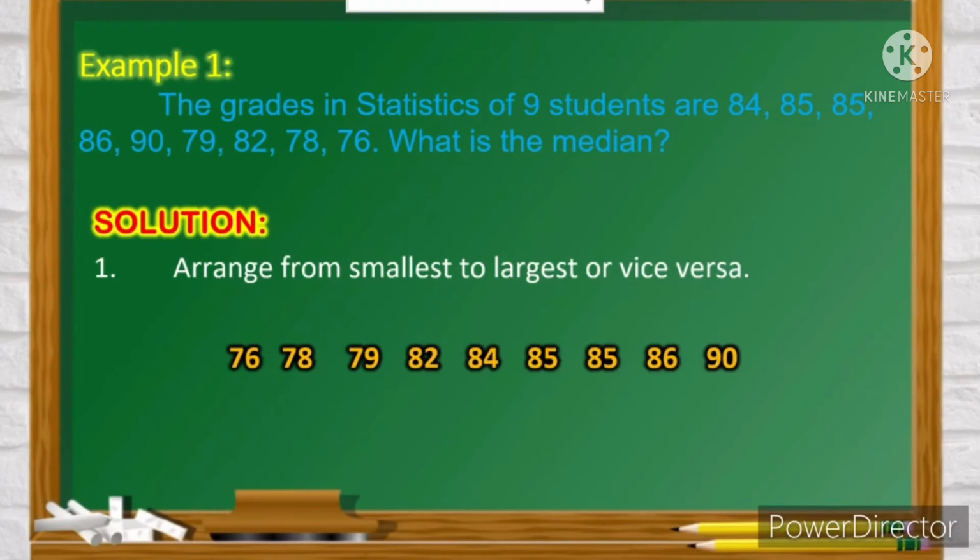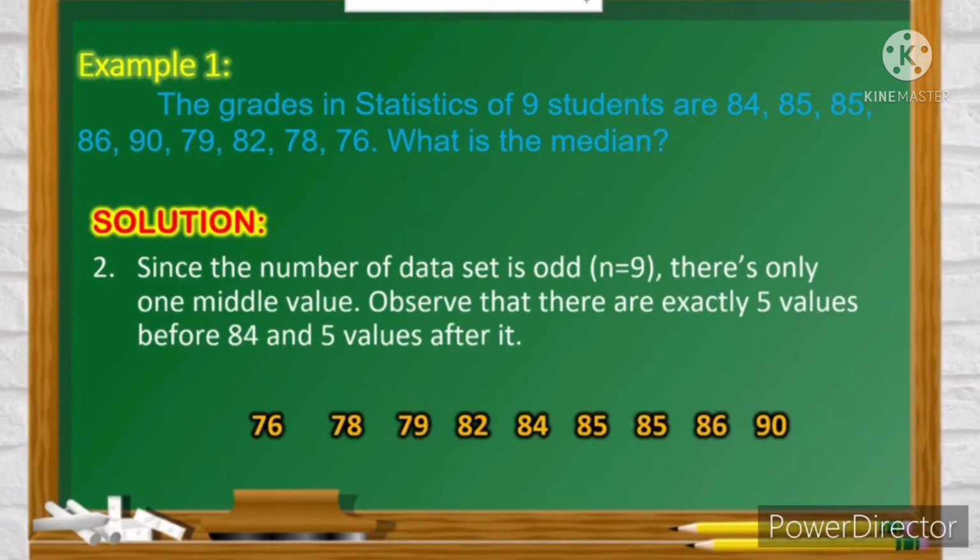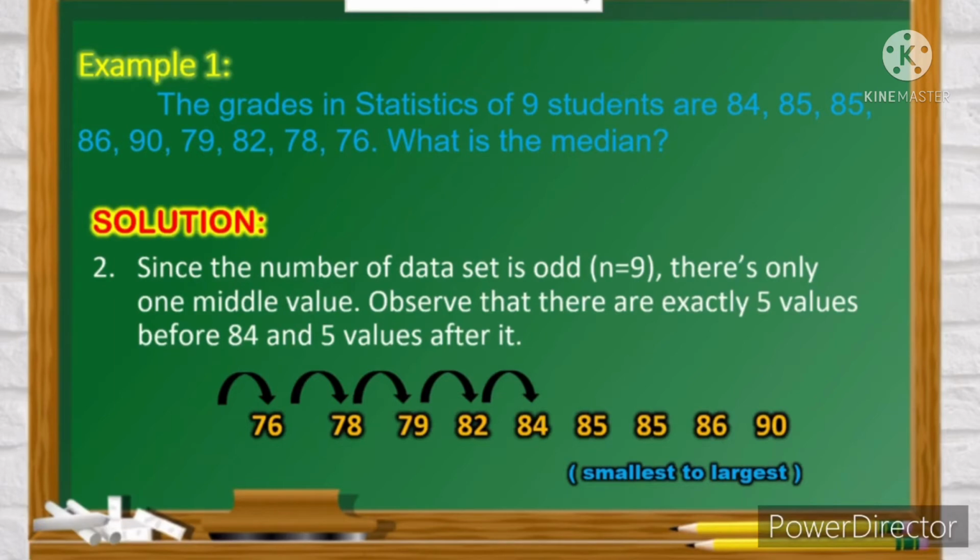Arranging it from smallest to largest, we will get 76, 78, 79, 82, 84, 85, 85, 86, and 90. Next, since the number of data set is odd, there's only one middle value, and we can observe that there are exactly 5 values before 84. Let's see. 1, 2, 3, 4, 5. And also 5 values after it. 1, 2, 3, 4, 5. So therefore, we can conclude that 84 is the median.